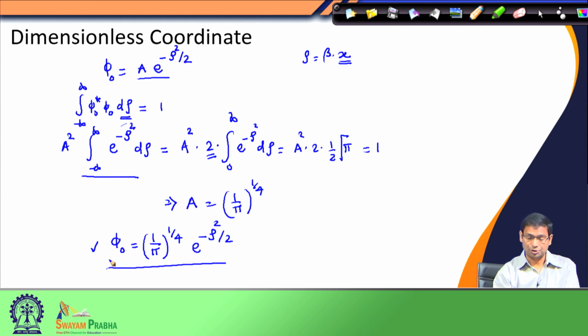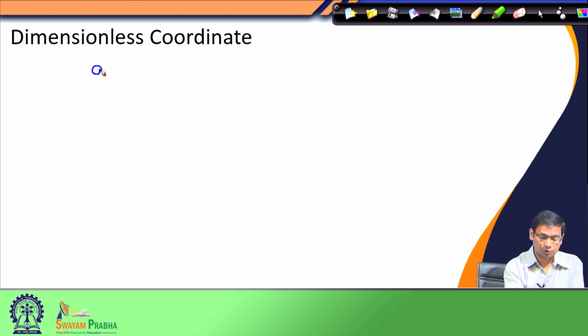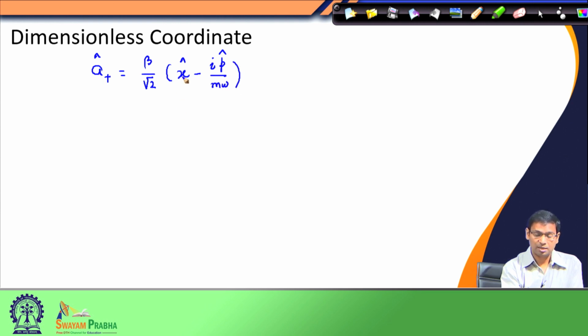We will continue our discussion, but before that, we will express our step up operator, which is the a plus operator. If you remember, we defined it as beta by root 2 times x minus i p by m omega. So, here x and p are defined in terms of the dimensioned coordinate x. Now, we would like to express this a plus, the step up operator, in terms of the dimensionless coordinate.